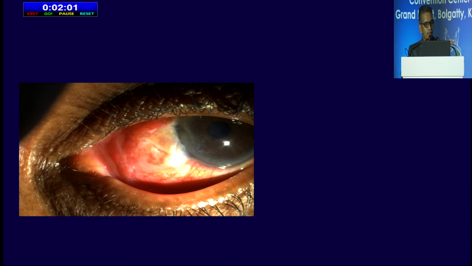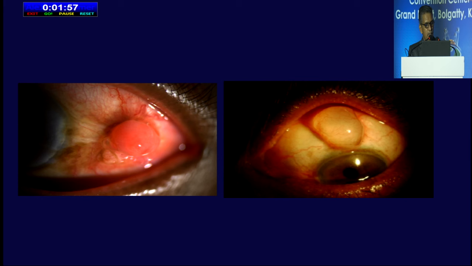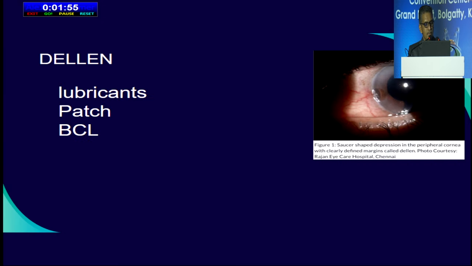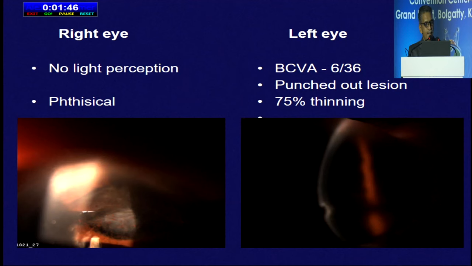So if you are not closing the conjunctiva properly, especially if it is folded, sometimes pyogenic granuloma or stenosis can occur. Dellen is a common occurrence. It usually disappears with lubricants, and if it's not disappearing, you put an ointment and patch the eye.